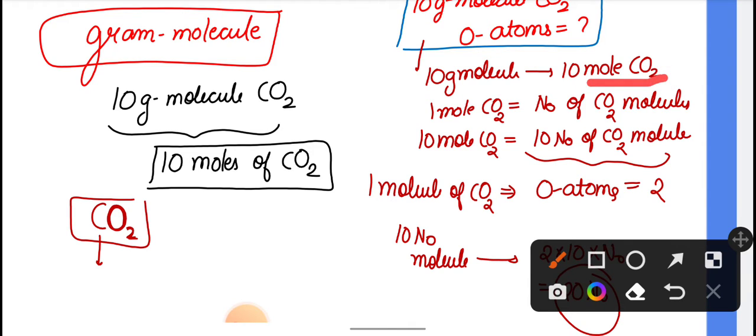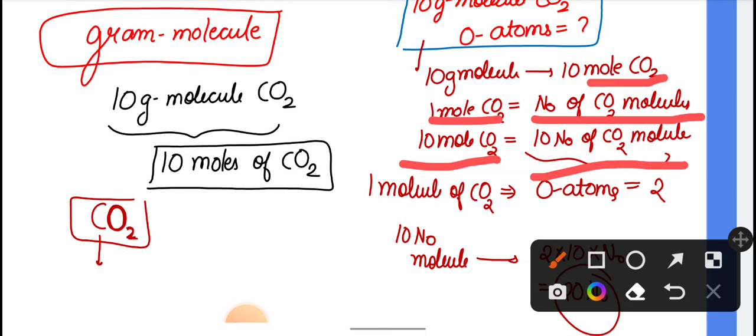See, in 10 gram molecules, 10 moles of CO2 is present. That means in 1 mole of carbon dioxide, 1 mole of anything contains what? Avogadro number of those molecules. CO2 is a molecule, so we are considering it as molecules here. But in the previous case, sodium is an atom, so we are considering Avogadro number of sodium atoms. In the same case, 10 moles of CO2 contains how many Avogadro number? 10 into Avogadro number of carbon dioxide molecules.